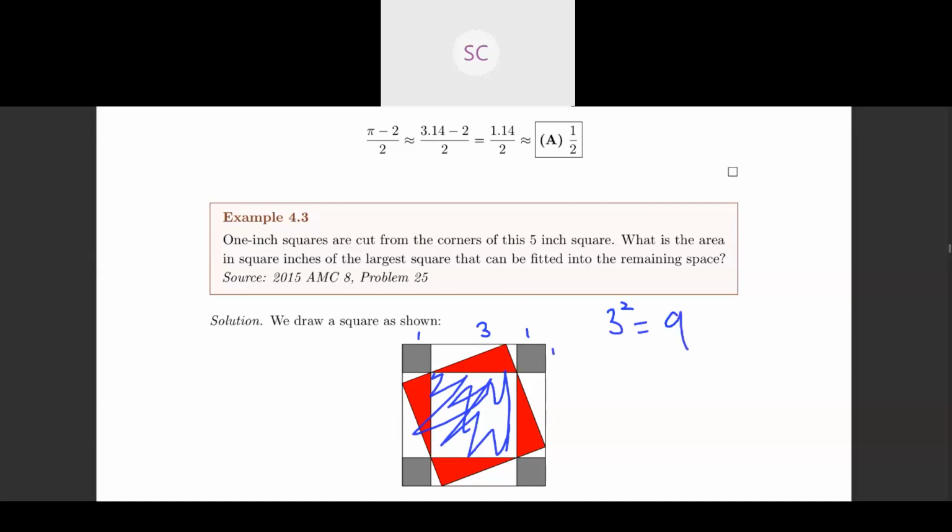Now, if you look at these four red triangles, you can easily prove that these are all congruent because A, they have a right angle, and B, they share their hypotenuse. And you can angle chase, and you can find that the angles are in fact equal, so you can use ASA.